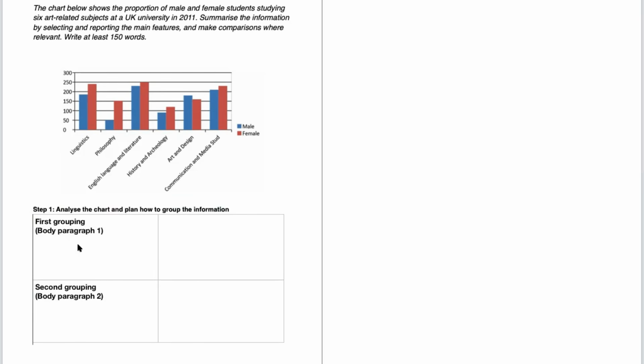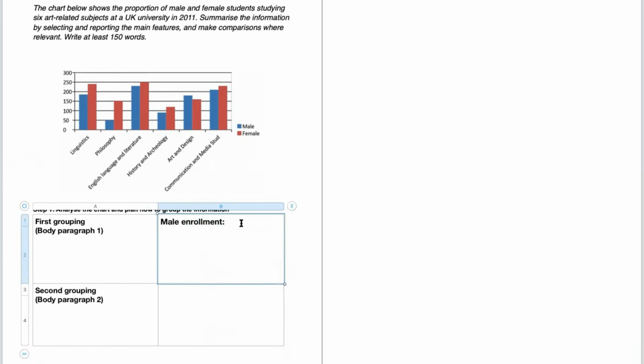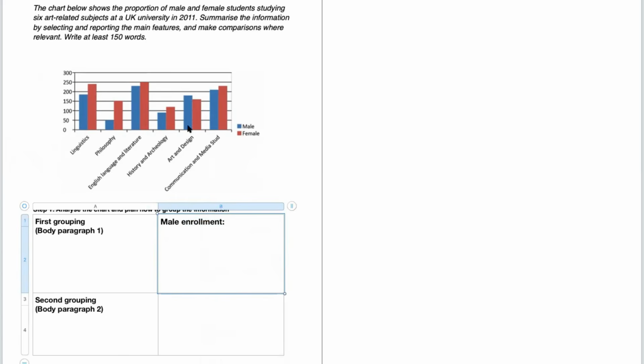So take a look here on the left side of my chart. You have the first grouping, which is going to be your body paragraph 1, and the second grouping, which is going to be body paragraph 2. Now, obviously, you don't want to make things difficult for yourself. Go ahead and look at how the information is already grouped, and you see that we have male and female. So just to make it simple, I would start writing about male enrollment, and I'm really just going to look at the chart and understand what it says.